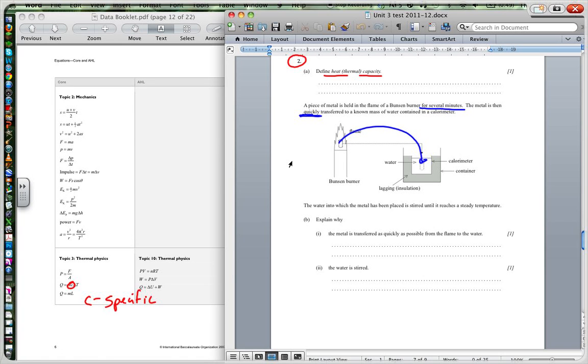And then it's held in the Bunsen burner for several minutes. So therefore we can assume that the temperature of the flame is equal to the temperature of the metal. Okay, so we're going to use that. So here we've really explained this. The metal is transferred as quickly as possible. This is to avoid heat loss in the transfer.